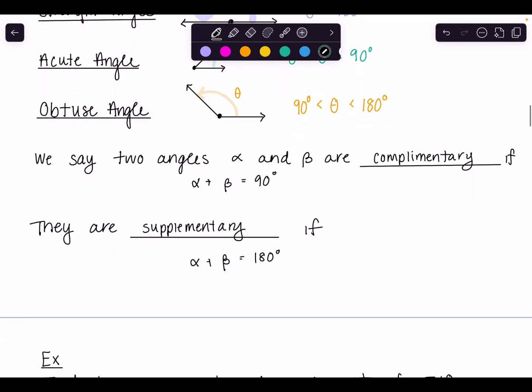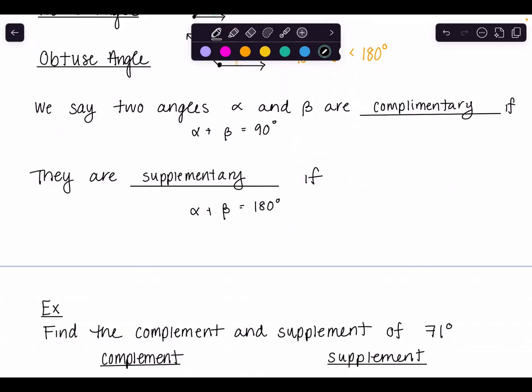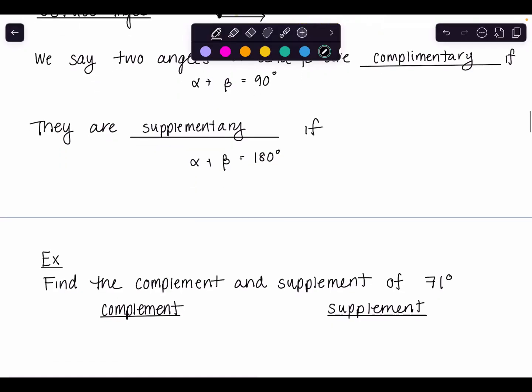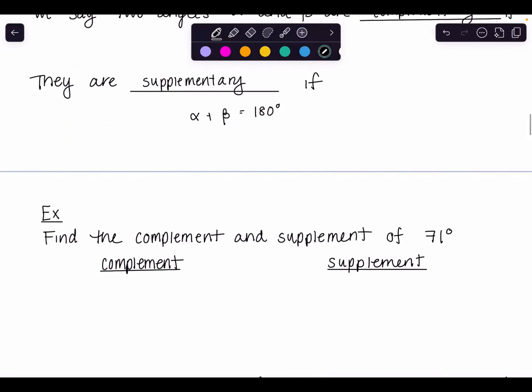So let's try a quick example of this. We're going to find the complement and supplement of 71 degrees. Starting with the complement, if I have some angle x with this angle of 71 degrees, their sum needs to be 90 degrees. So solving for x, we just need to move the 71 to the other side. So we go ahead and subtract it. So the complement of 71 degrees will be 19 degrees.